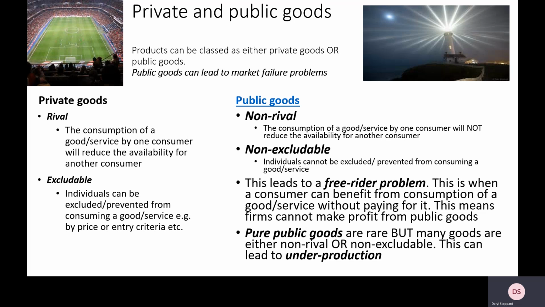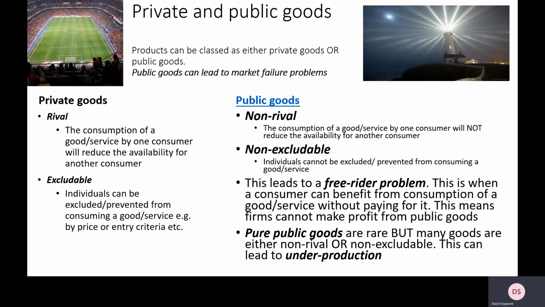Now, what that means is that other people can just piggyback on the back of other people's consumption. If we wait for somebody else to provide street lights, we can benefit from their production of those street lights and therefore not pay. This is creating what we call a free rider problem. People can benefit from a good or a service, in other words gain utility from it, without having to pay for it. And this will therefore mean that firms cannot extract any profit from public goods and therefore will not produce public goods.